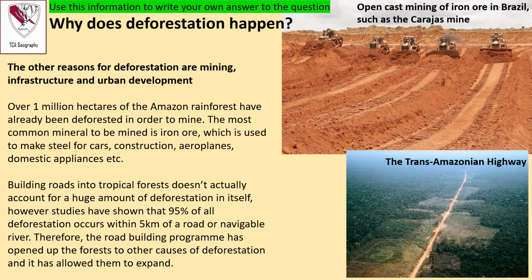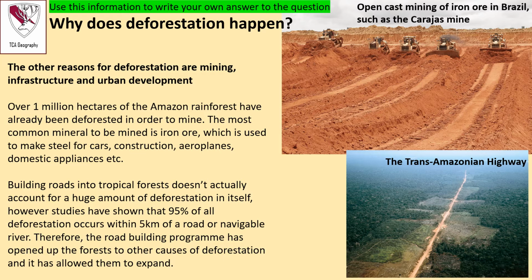The other reasons that deforestation is happening are mining, infrastructure and urban development. Over 1 million hectares of the Amazon rainforest have already been deforested in order to mine. The most common mineral to be mined is iron ore, which is used to make steel for cars, construction, buildings, aeroplanes and domestic appliances. Domestic appliances, I mean things like irons, microwaves, washing machines, that sort of thing.